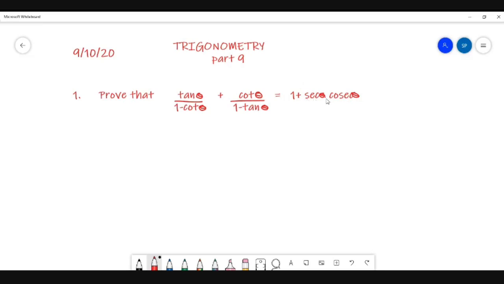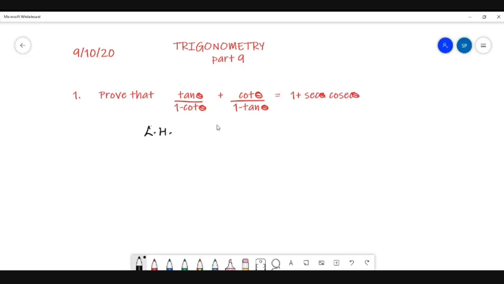Now here, let us see the right hand side. Here it is in terms of sec and cosec theta. Sec is the reciprocal of cos, cosec is the reciprocal of sine. So let us convert all these expressions into sine and cos. Tan in terms of sine and cos, cot also in terms of sine and cos. You all know what is tan theta. Tan theta is sine theta by cos theta. Cot theta is cos theta by sine theta. Okay, let us substitute now.